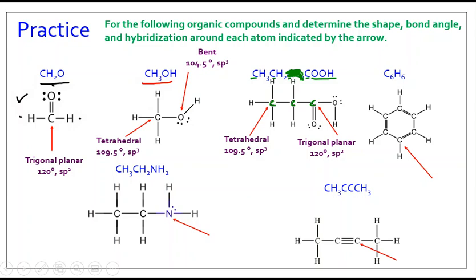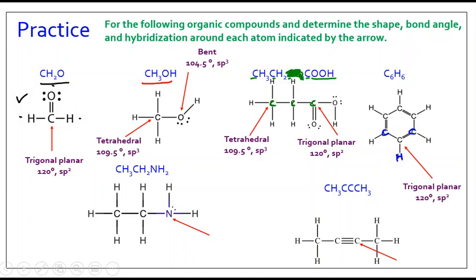C6H6. That particular carbon, what would be the shape there? Yes, it's trigonal planar. It has 3 bonded atoms around it. If you look, we've got the 1, the 2, and the 3 here. 3 bonded atoms, no lone pairs. So that's got to be a trigonal planar, which is 120 and sp2, right?